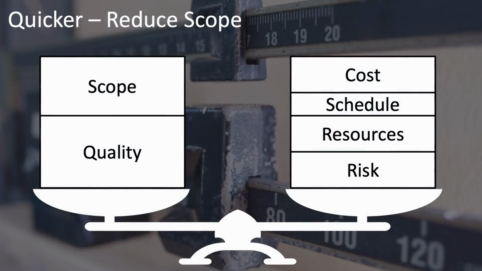A good way to get the project done quicker is to reduce the scope. This will naturally reduce the amount of time and money that it takes to complete the project. In addition, you might even shift some of the cost savings and spend a little bit more money in order to further reduce the schedule by adding more or different resources to the project.